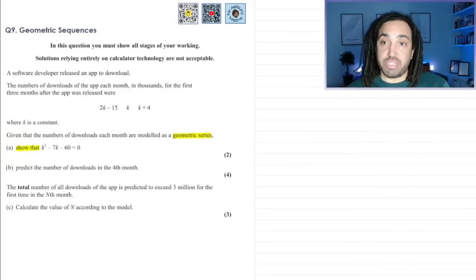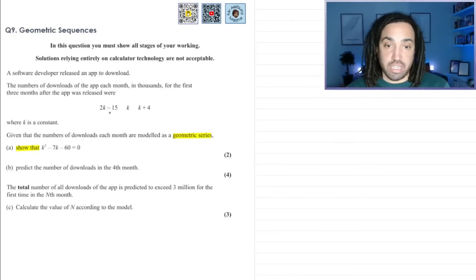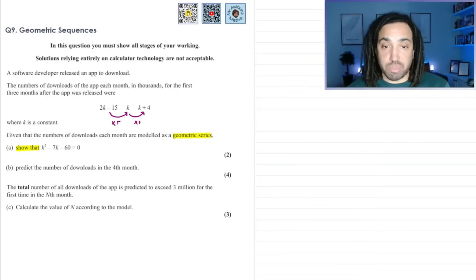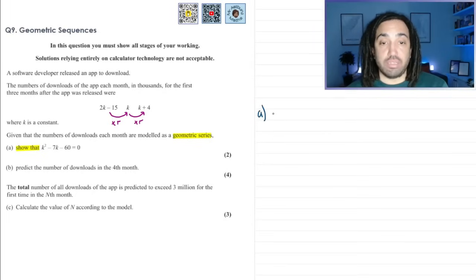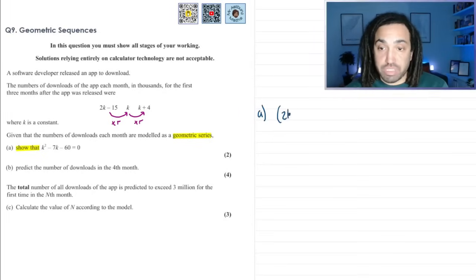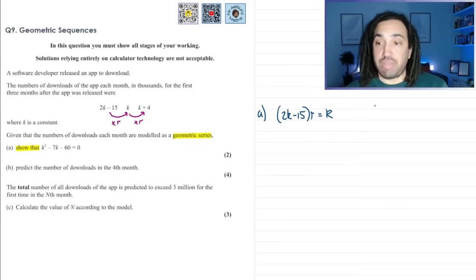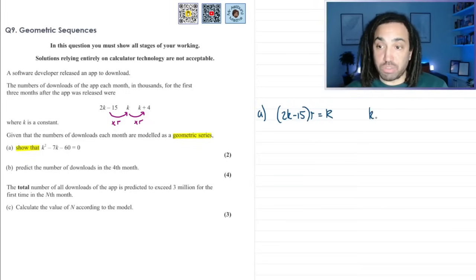So if it is a geometric sequence, like they say it is, then to get from here to here, we would need to multiply by r. And then to get from here to here, again, we would need to multiply by r. So what we can say is, for part A, that 2k minus 15 multiplied by r will equal k, and also k multiplied by r will equal k plus 4.